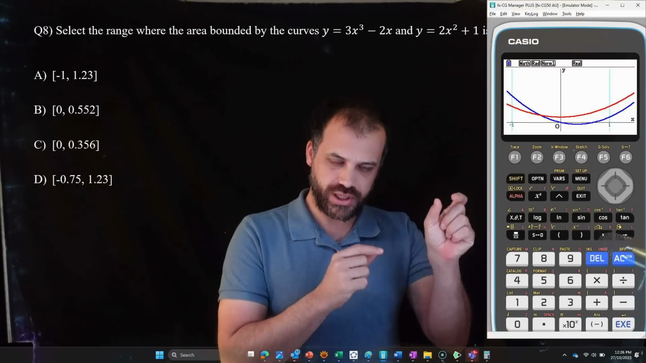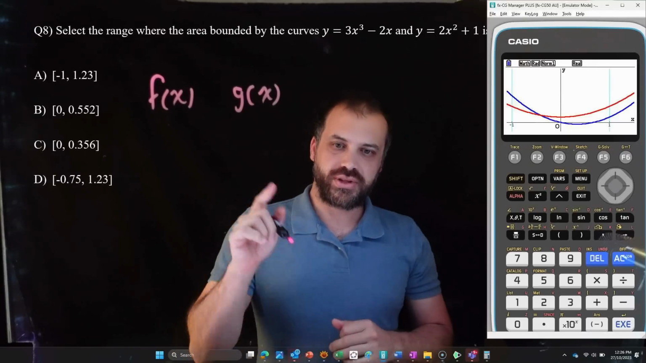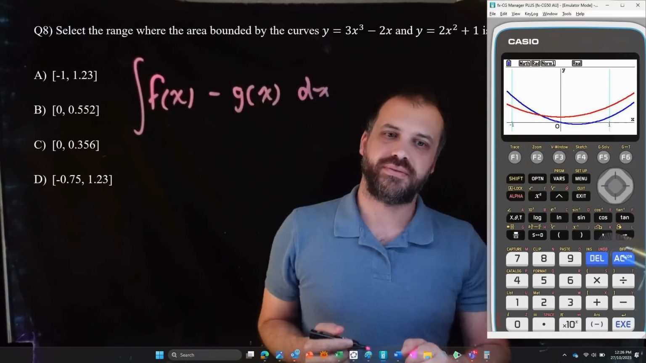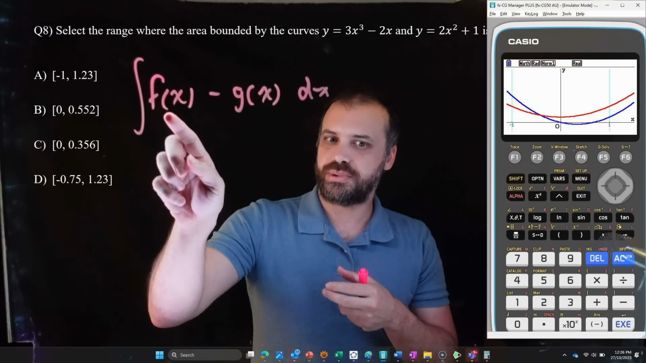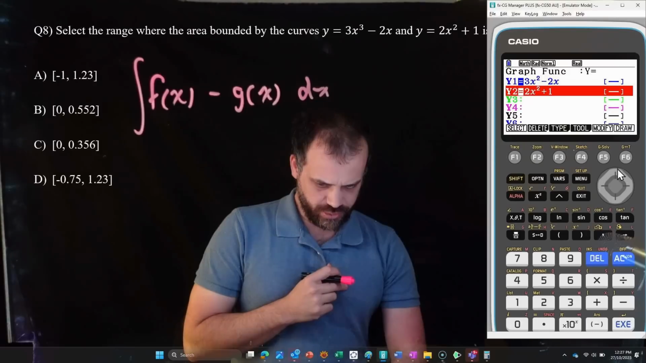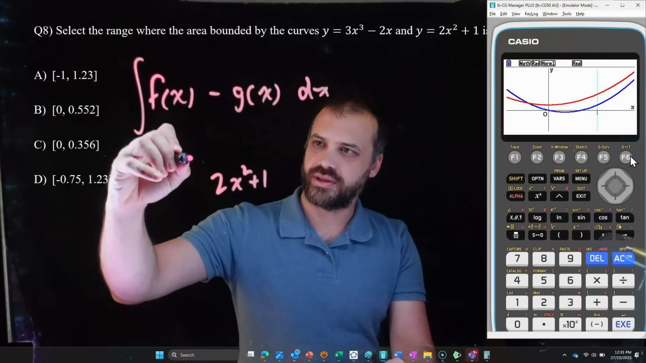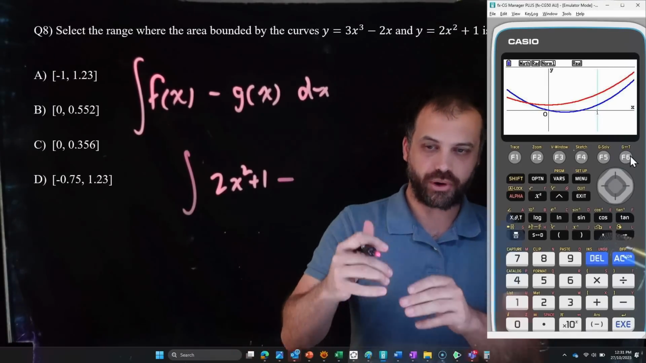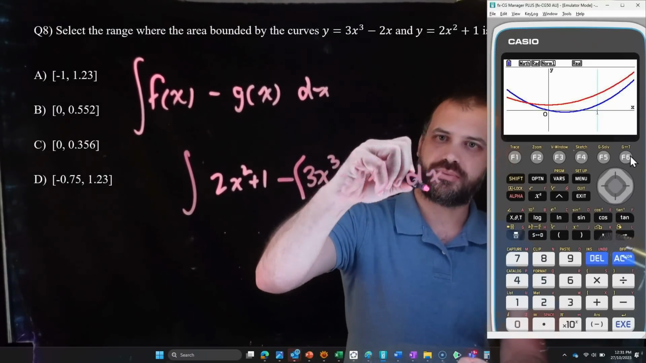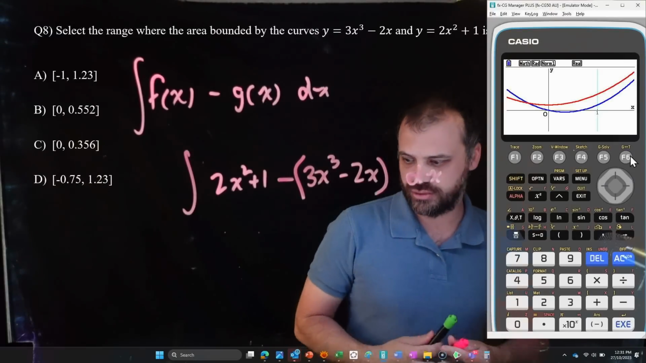If I want to find the area between two curves, f of x and g of x, the area between those curves is going to be equal to the integral of f of x minus g of x with respect to x. And if we want things to be done neatly, f should be the one on the top, and g should be the one on the bottom. Going back to my thing, the red one here is the second function. The top function when I draw it is 2x squared plus 1. Then we're subtracting our bottom function, which is 3x cubed minus 2x. Make sure you subtract the whole lot with respect to x. So the integral of that should be equal to the area between the red and blue.